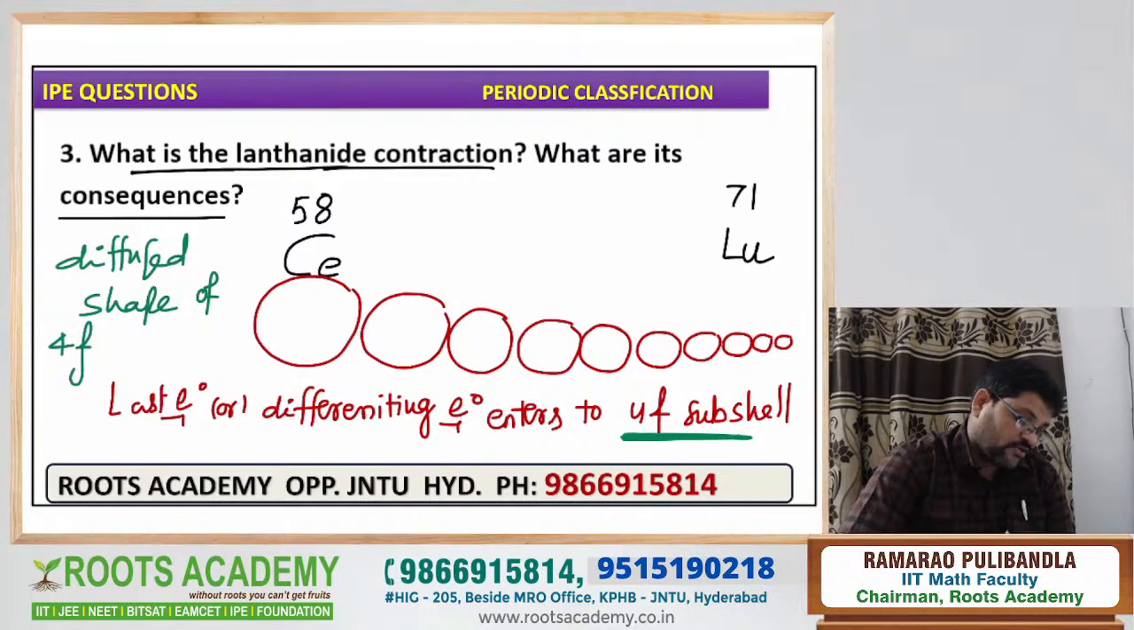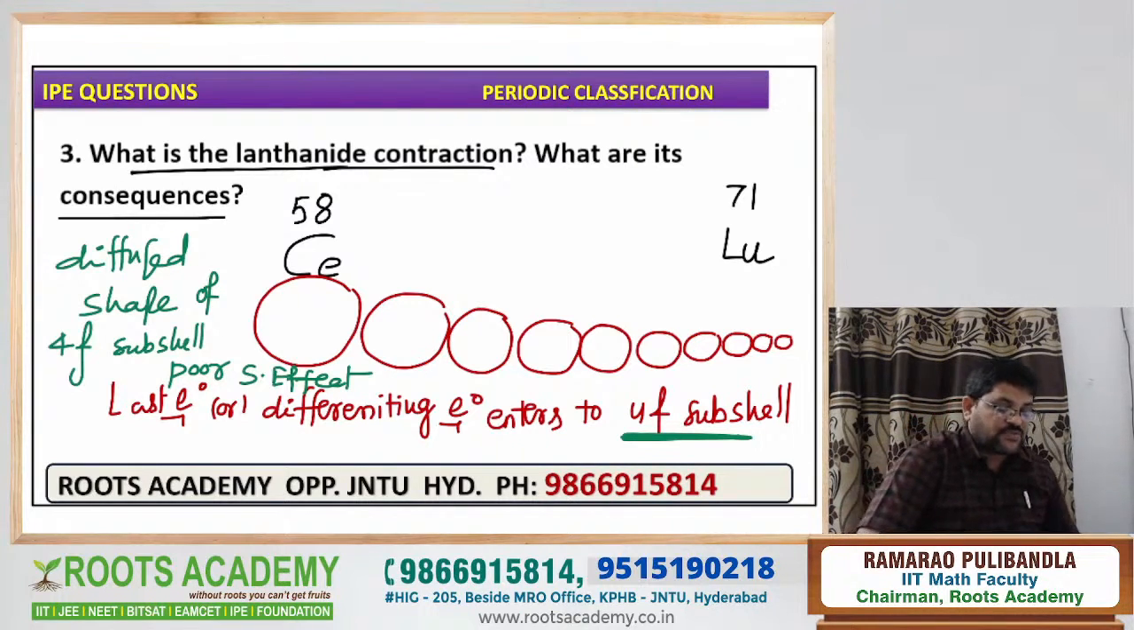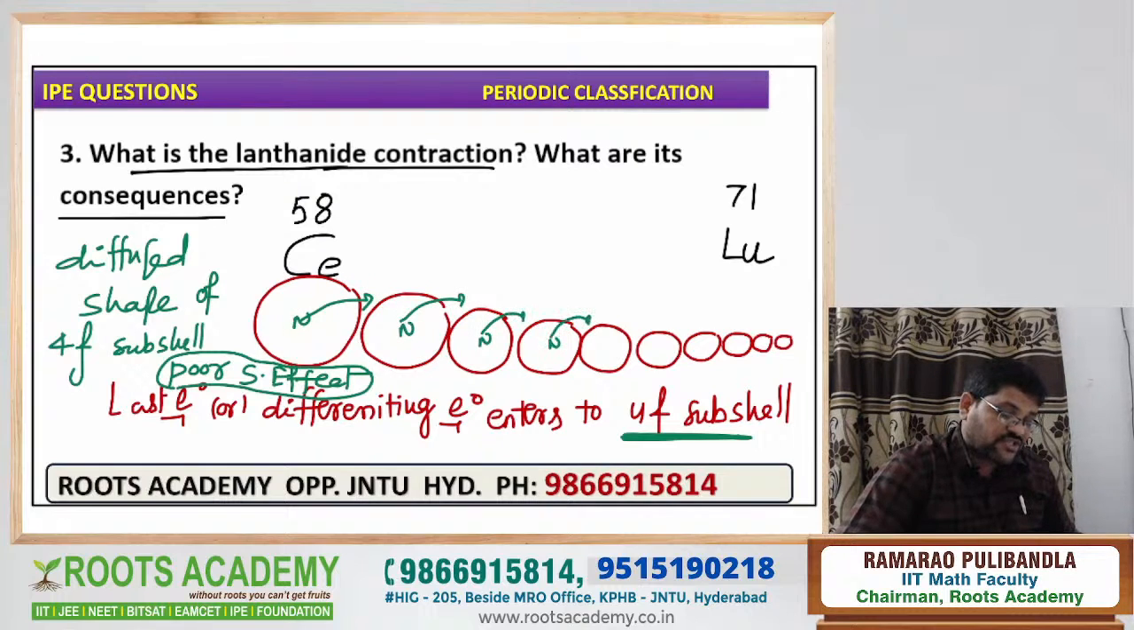Diffuse shape of what? 4f subshell. The 4f subshell offers a poor shielding effect to the nuclear force because of the diffuse shape. Diffuse means what, Nana? Big size. Because of the big size of the 4f subshell, it offers a poor shielding effect. Because it offers a poor shielding effect, the nuclear force increases from left to right. The nuclear force increases on the valence shell.